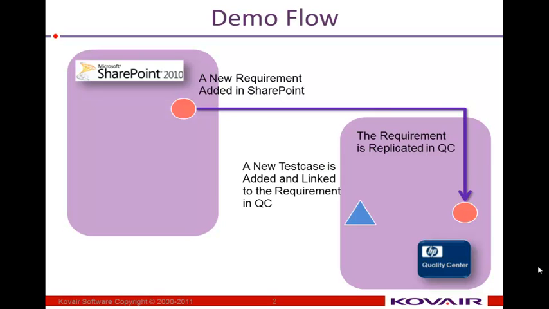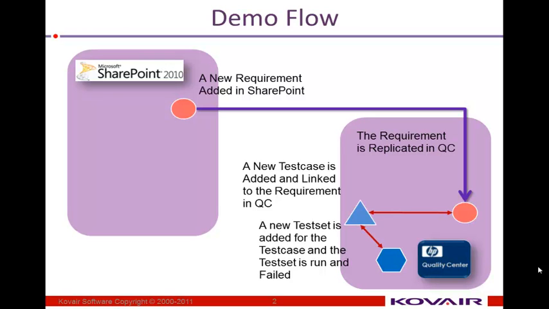In Quality Center, we'll create a new test case and link it to the requirement. Also, we'll create a new test set and then we will run it, and while running that test set, we'll fail that test set.